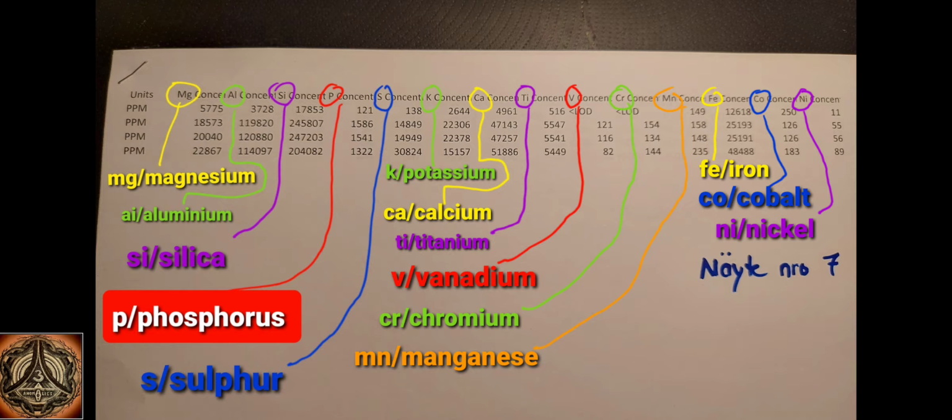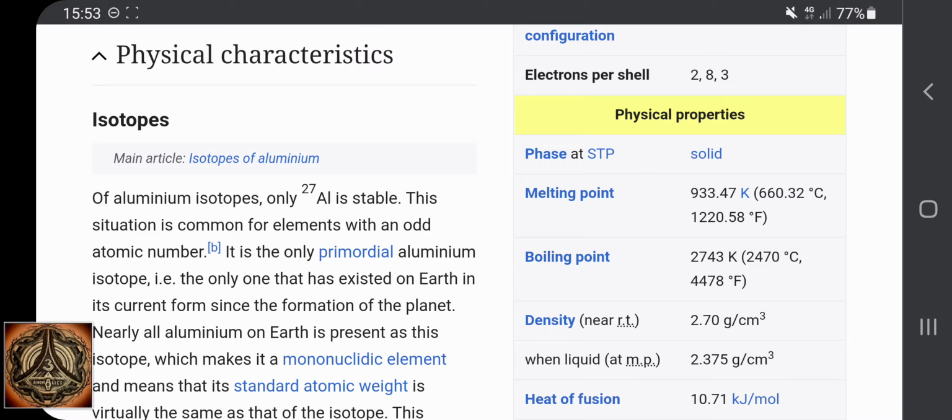Next one is aluminium, which we have here. And now I'm just looking at the melting points and these kinds of things. Melting point 660.32 degrees. Boiling point 2470 degrees. Really many.